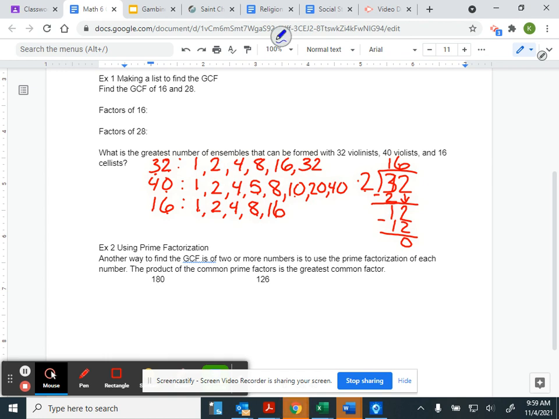So now I need to find the greatest number. So first thing I'm going to do is look at all my common factors. So they share 1s, they share 2s, they share the 4s, they share an 8. No 16 here, no 32s, that's it. So now that I've looked at all of my common factors, I'm going to look at the greatest one. So the biggest number going out is my 8. So what is the greatest number of ensembles? The answer is 8 ensembles.